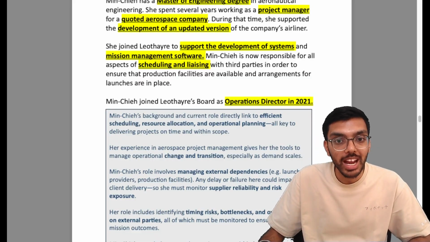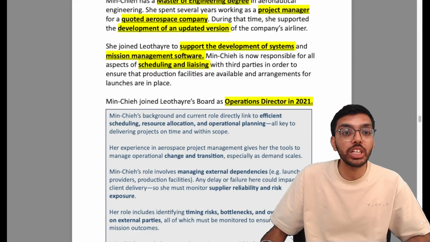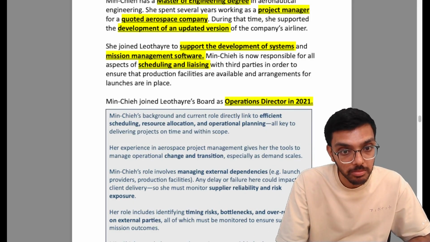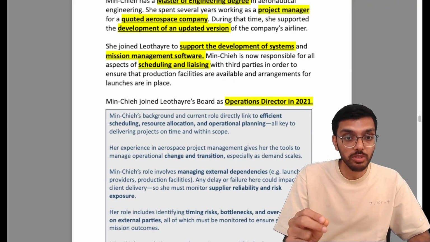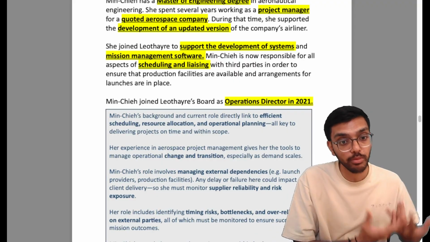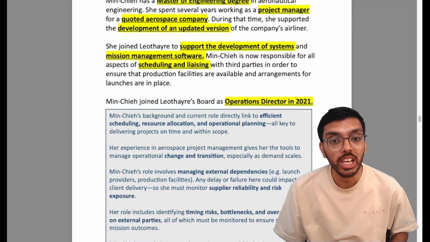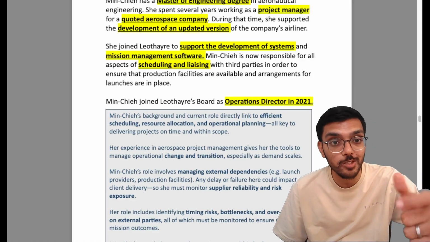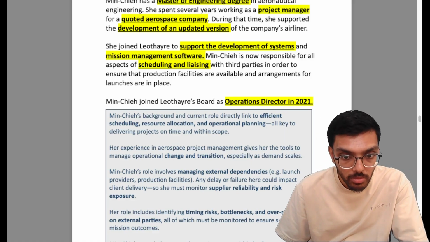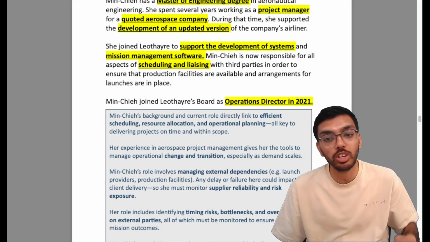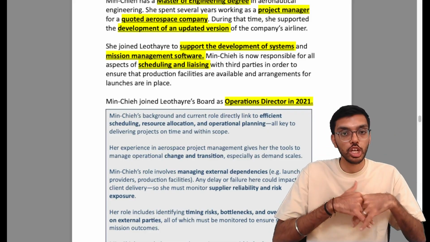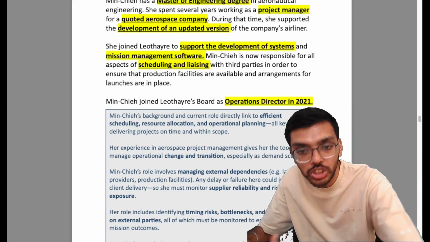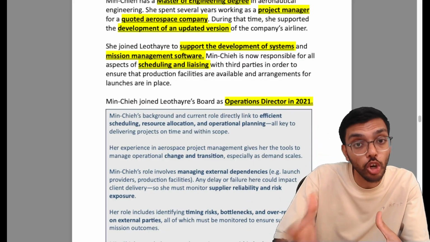So her background and current role are directly linked to efficient scheduling, resource allocation, and better planning. Her experience in aerospace earlier is a very big benefit for us. And her role involves managing external dependencies because she has to liaise with the launch providers. So Min Chie must help to ensure that projects stay within the budget. So her manufacturing scheduling has to be on point. Her launch liaising has to be on point. Her job is very important.